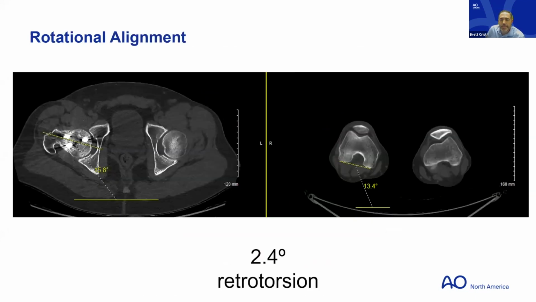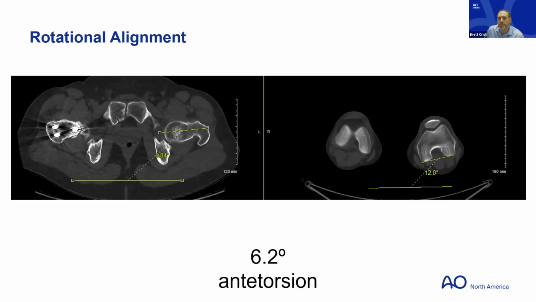And then here's his rotational assessment. Our CT techs or radiologists can't give me a gunsight view, so I get to measure them both. I didn't really feel like he had a lot of retroversion through his neck. I measured a couple of different levels of the neck, but I thought he had 2 degrees of retrotorsion. And on the left side, he had 6 degrees of antitorsion.